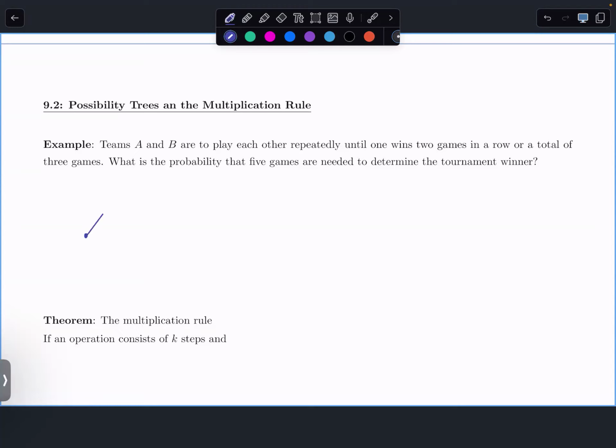That team A wins, or team B wins. Let's follow the road with A first. Okay, so game 1 has happened, A won. We're ready for game 2. What are the possibilities? A wins, or A loses, B wins. Right?